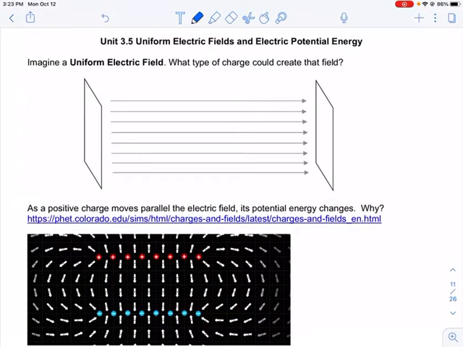Here are the notes for Unit 3.5, Uniform Electric Fields and Electric Potential Energy. So we're going to start off by focusing on uniform electric fields. The word uniform means it's the same everywhere. And here I've got an example of a uniform electric field. I want you to think about what kind of charge could create this field.